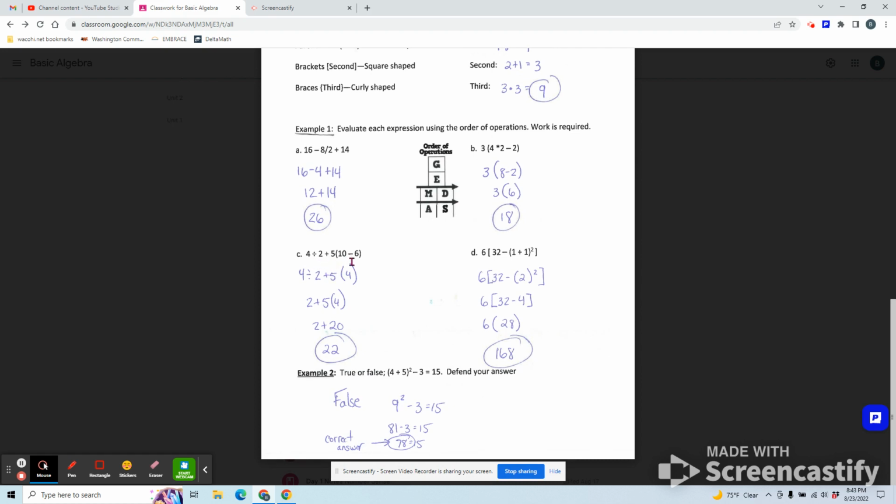So if we look at letter C, it says 4 divided by 2 plus 5 times the quantity 10 minus 6. So I start with the grouping. Do I have any grouping? Yeah, I've got some parentheses. I do that first. 10 minus 6 gives me 4.